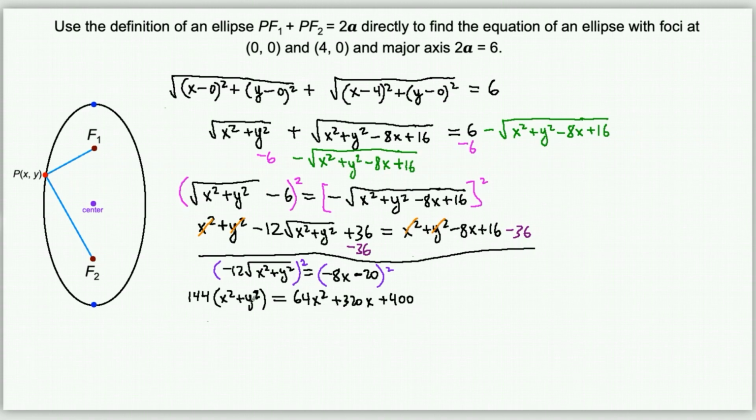So as a result, you subtract 64x squared because you know that there will be x squared there. Subtract 320x as well. Right, let's see what we have. Minus 64x squared minus 320x. Let's see what we get there. So as a result, we have 144x squared minus 64, which is going to be 80x squared, right?